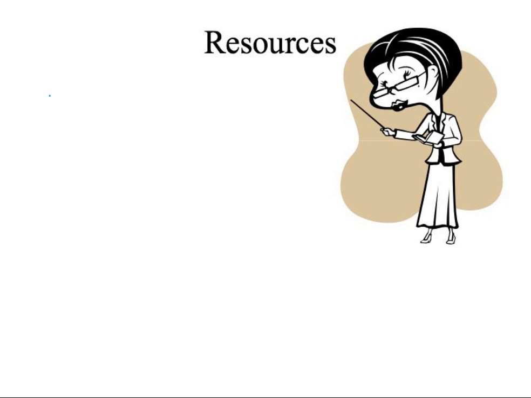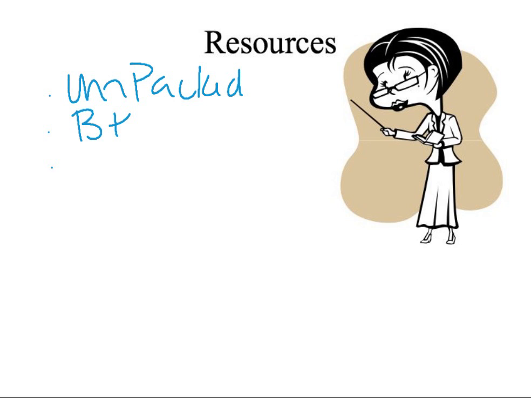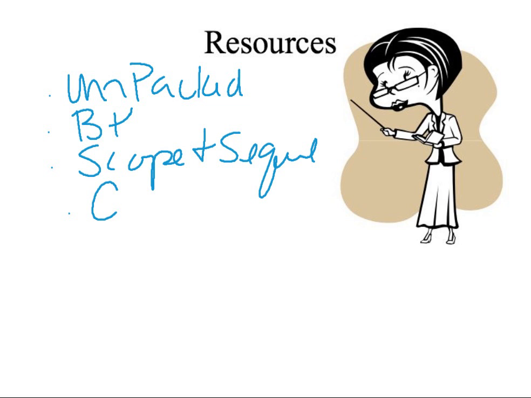So the resources that you're going to need as we navigate through the tutorial: you need all of the handouts that were given to you at the summer planning. The unpacked TEKS, the blueprint, the scope and sequence document, and your calendar that your team worked on, as well as my example calendar.